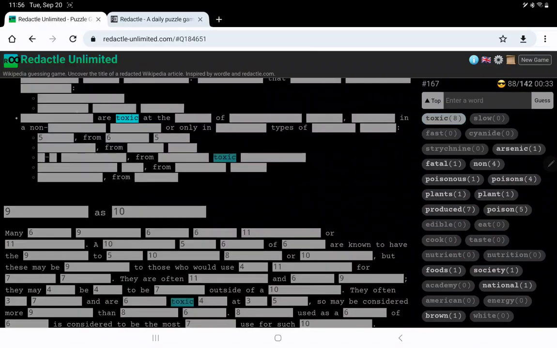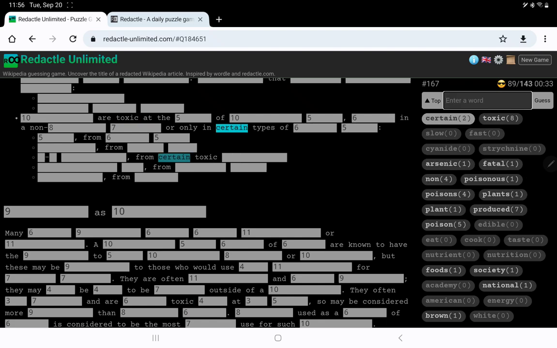Toxic might come up. 8 toxics. 10 are toxic at the 5 of 10. 6 in a non. 8, 7 are only in 7. Only in certain. I always mistype certain types of 6, 5. From certain toxic 9. What's this? 1-1-9. Are they going to be letters or digits?